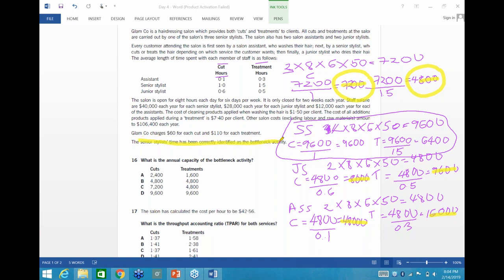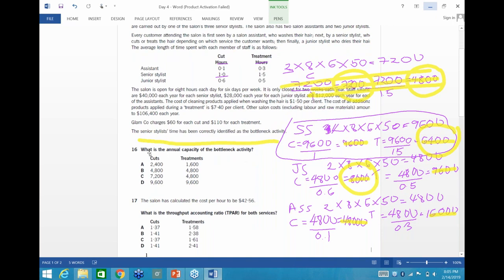Now they are saying if we hire another fellow, now this is completely out. Compare these 3 and these 3. If I take treatments, that's the lowest. But if I take haircuts, that's the lowest. So your senior stylist time is not the bottleneck anymore for haircuts, but junior stylist time becomes the bottleneck for haircuts.